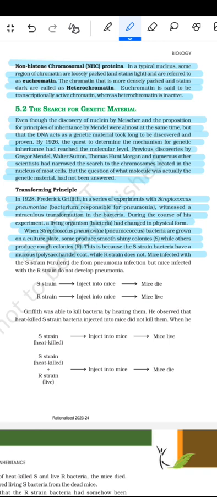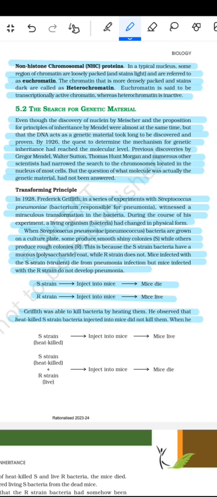Mice infected with the S-strain virulent die from the pneumonia infection, but mice infected with the R-strain do not develop pneumonia. यानी कि S-strain को इंजेक्ट टू माइस किया तो माइस डाई हो गया, R-strain को इंजेक्ट टू माइस किया तो माइस अलाइव रहा. Griffith was able to kill the bacteria by heating them. He observed that heat-killed S-strain bacteria injected into mice did not kill them.